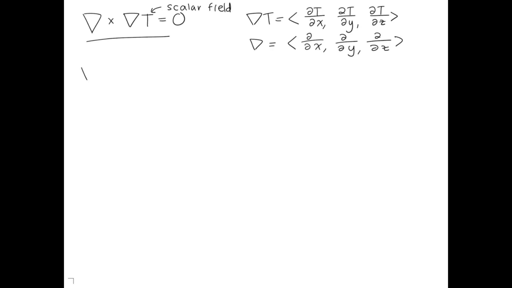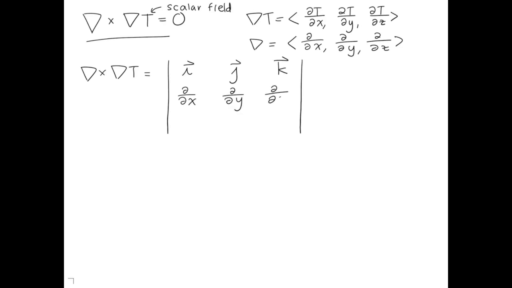Well, in order to figure this out, to see if it actually does equal 0, we can use the determinant of a 3 by 3 matrix. In the first row, we have i, j, k, the unit vectors for x, y, and z. For our second row, we have the components of del, namely the partial with respect to x, with respect to y, and with respect to z.